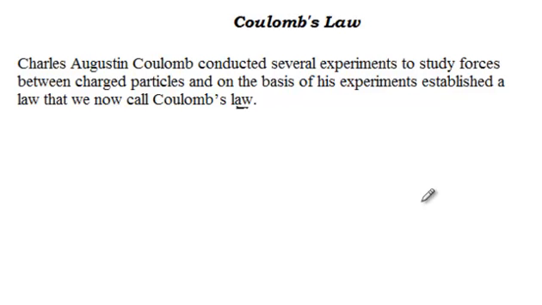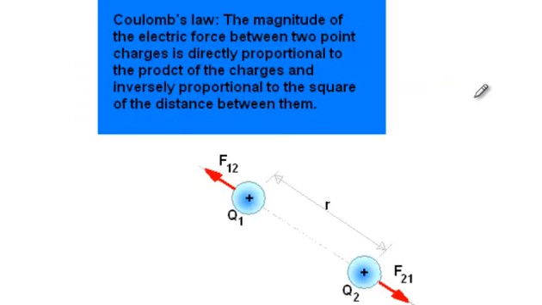For instance, you can use Coulomb's law if you put the two charges into water, if you were to take them into space, or anywhere else in the universe for that matter. So Coulomb's law is supposed to be valid. Now Coulomb's law states that the magnitude of the electric force between the 2 point charges is directly proportional to the product of the charges and inversely proportional to the square of the distance between them.